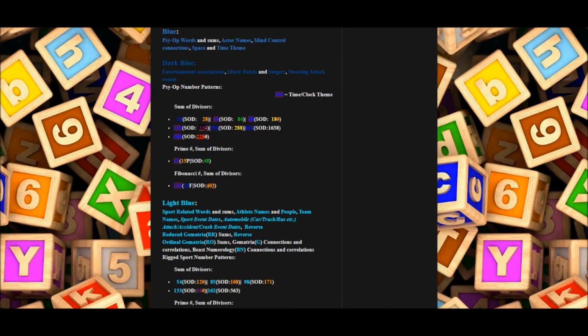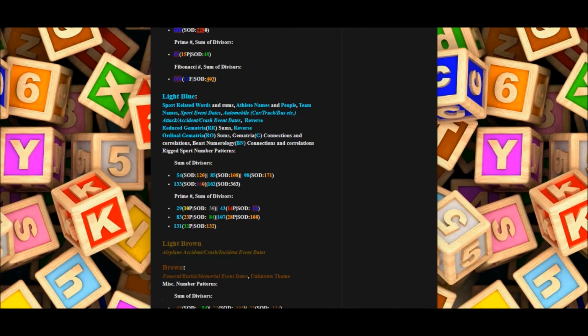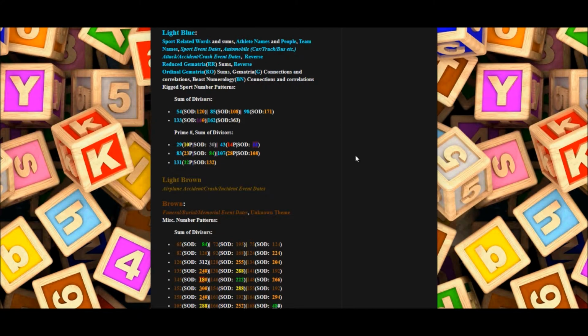Then you have the light blue, which is connected to the sports stuff. So you got sports related words, athlete names, people, team names, sport event dates, automobile attacks and crashes, and the reduced, reduced reversed, and reduced ordinal. I'm sorry, reverse reduced and reverse ordinal sums, gematria and beast numerology connections and correlations, and then the sports numbers are as follows.